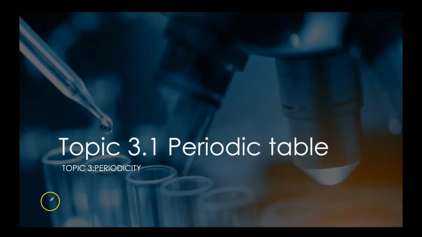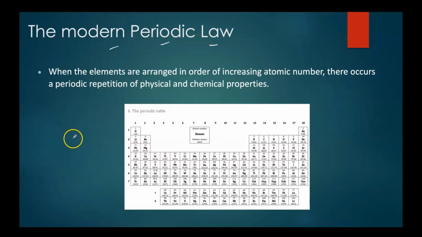Topic 3.1 Periodic Table. The elements within the periodic table are arranged in order of increasing atomic number. So they increase from hydrogen, going down and to the right. And there occurs a periodic repetition of the physical and chemical properties. So when you look at these elements, based on how they are grouped or where they're located in the periodic table, they have similar physical and chemical properties.